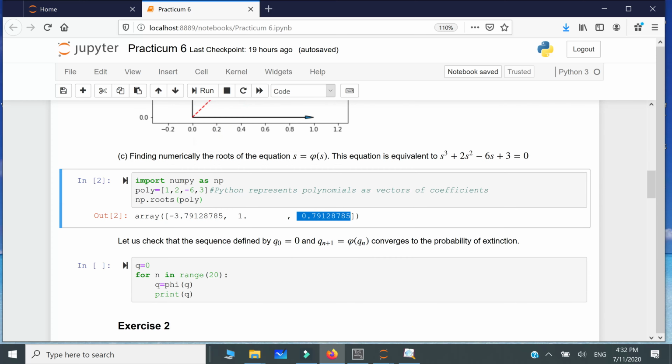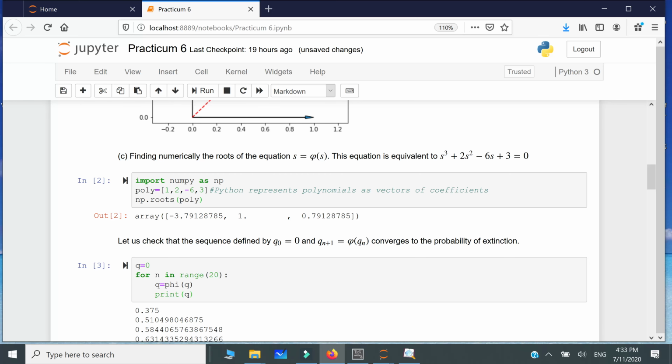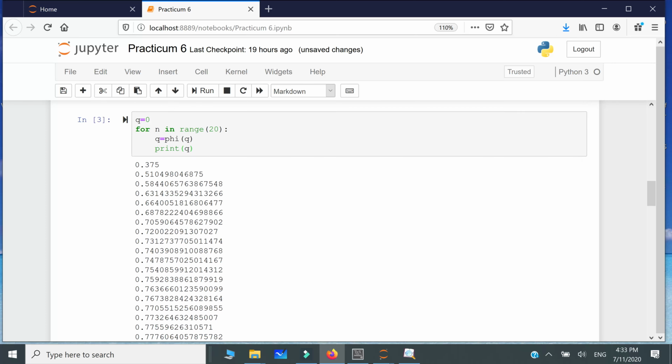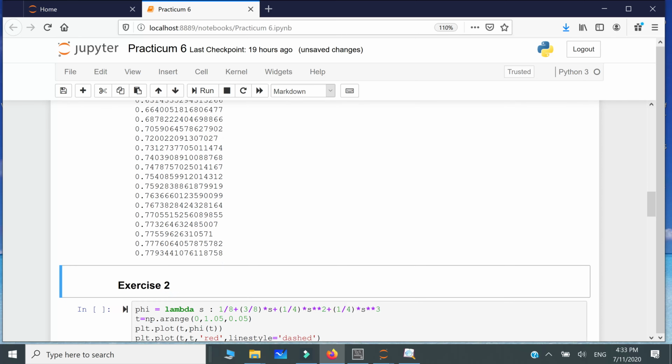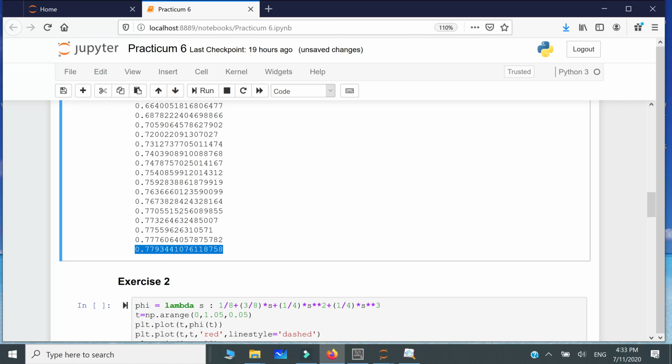Now the other way is to use a fixed point iteration. We start from q0 = 0 and we let q1 = phi(q0) and q2 = phi(q1) and so on. We know that this sequence converges to the fixed point, the solution we are searching, which is 0.79. So we can do the first 20 iterations. Here are the results. We start from 0, then 0.375, 0.5, and so on. It's strictly increasing, as you know from the theory. And after 20 iterations, we are at 0.7793, which is very close.